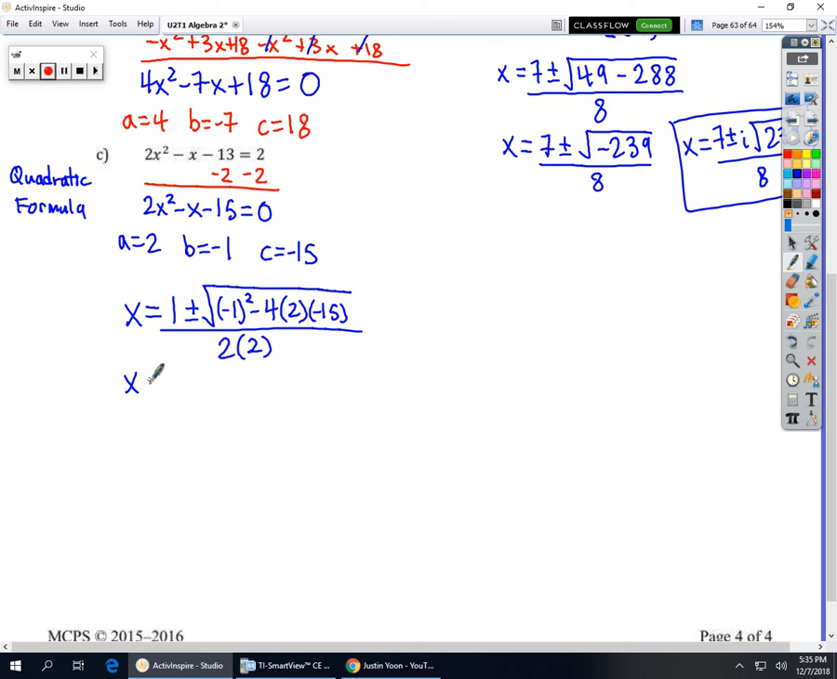All right, let's simplify this just to make our lives a little nicer. That's 1. Actually, that's a plus. 4 times 2 times 15. I know 4 times 15 is 60, and 60 times 2 is 120. Divided by 2 times 2, 4. All right, 120 plus 1, we know that's 121. That's just 1 plus or minus the square root of 121, divided by 4. Now, 121 does have a square root value. If you can find the value of the square root, you should actually find the value. Don't leave it like this.